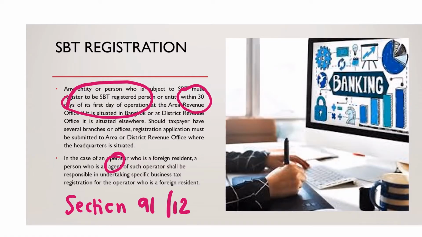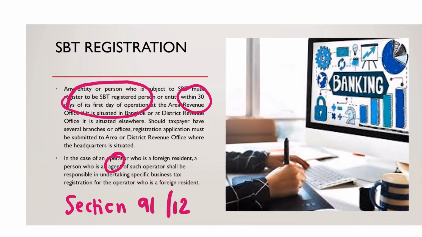Actually, this is the general principle. If you have a quick look at Section 91/12, you will see that the Revenue Code requires an entity or person, whoever you are, if you are subject to SBT, such as if you operate a pawn brokering business, for example, to register for specific business tax with the Revenue Department within 30 days of the first day of operation.